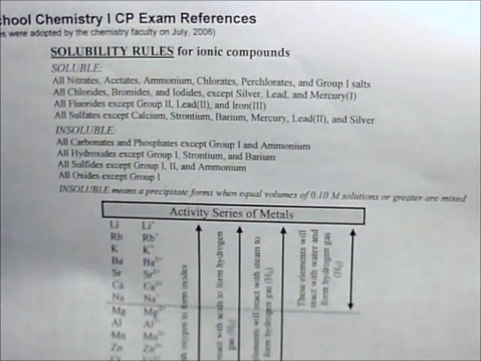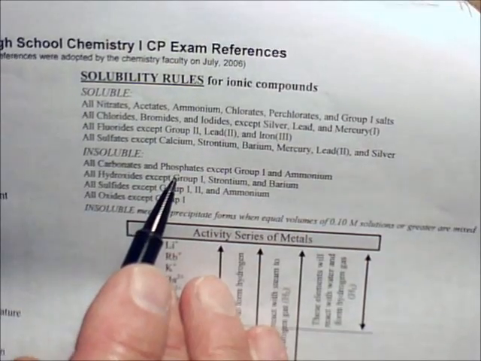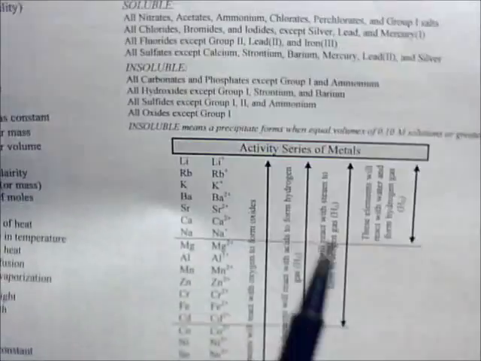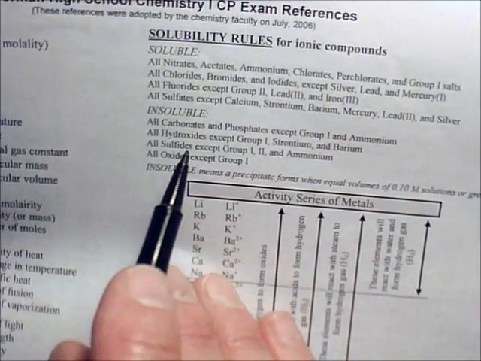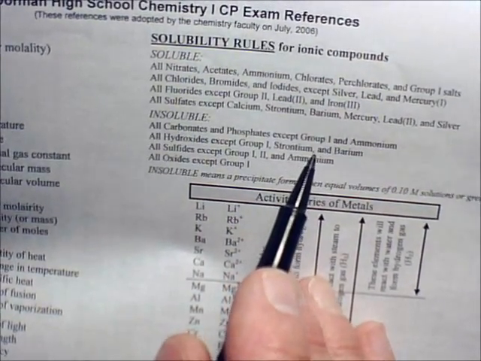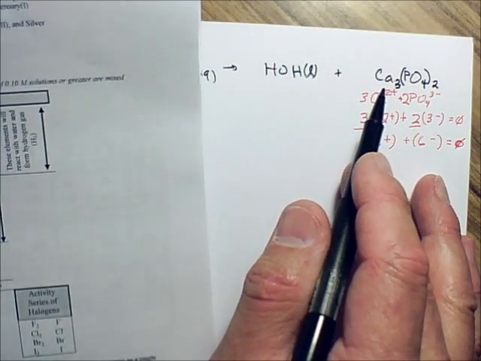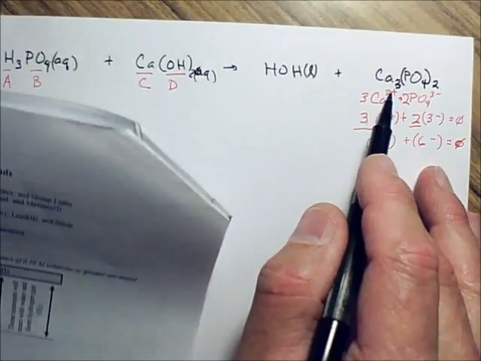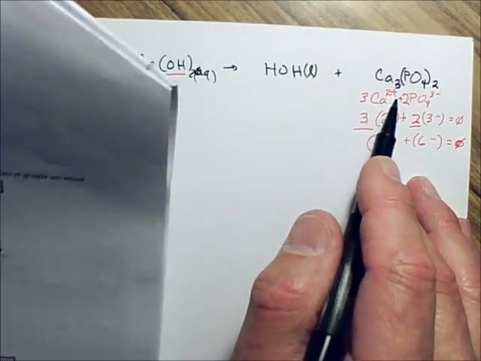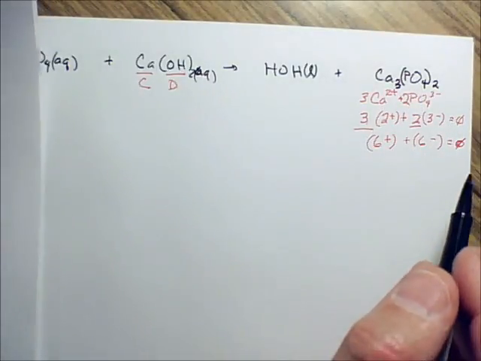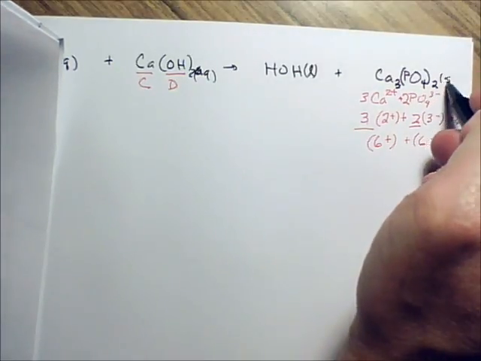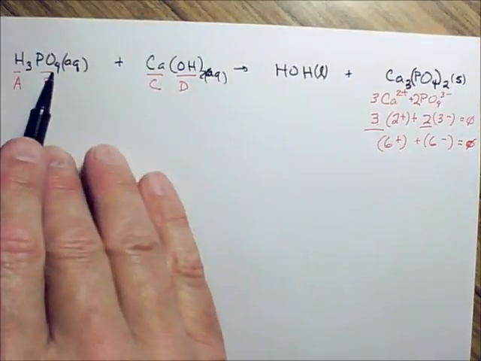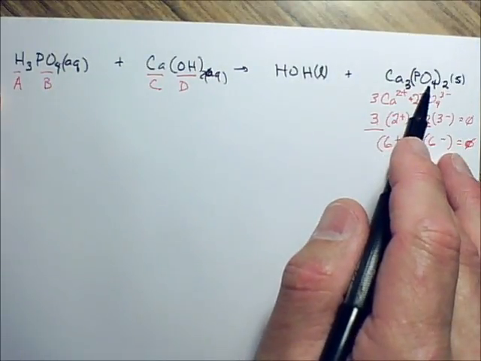Everybody found it? Insoluble. Okay, phosphates are insoluble. So most phosphates are going to be solids. The exceptions would be when phosphates are bonded with a group 1 metal. That's not group 1, that's group 2, so it's not that. Or when phosphates are bonded with ammonium, and that's not ammonium. So there's no exception for calcium. So the phosphate has to remain a solid. So we'll put solid here. Okay? All right. So we've got the products predicted.